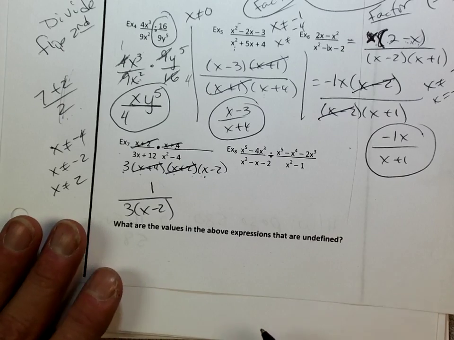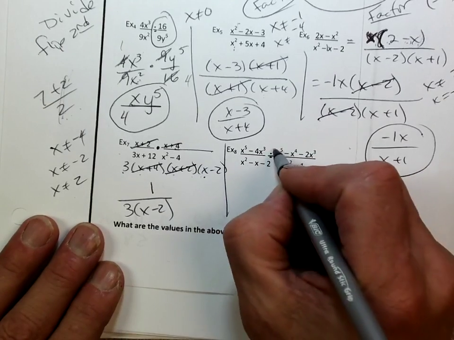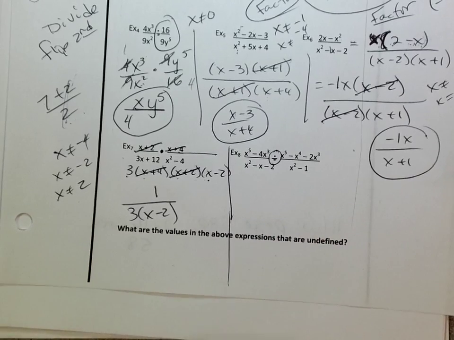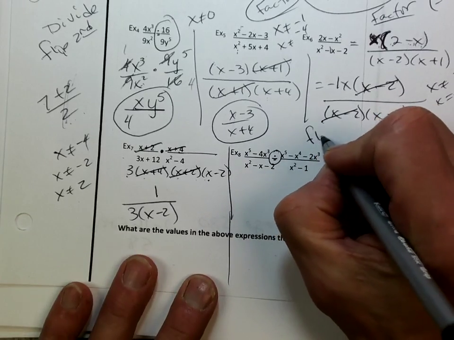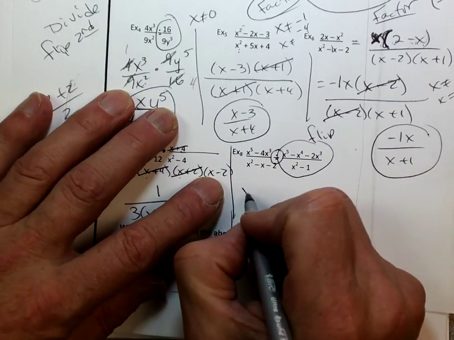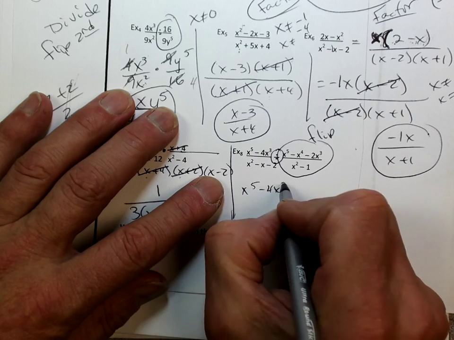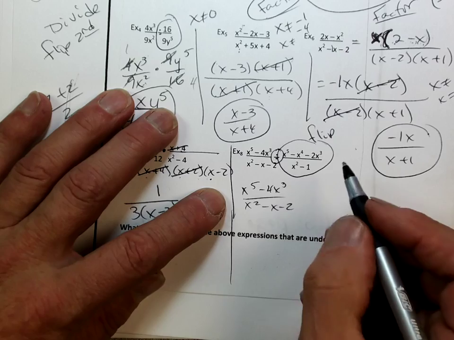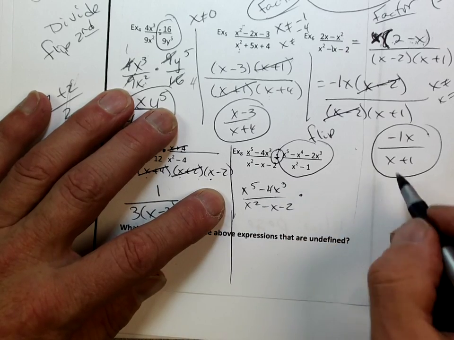All right, example 8. Oh, I've got to divide, right? So divide, let's rewrite it, and let's flip this one. So let me rewrite it: x to the 5th minus 4x cubed over x squared minus x minus 2. Okay, that's the first fraction, right? We're going to flip the second fraction.